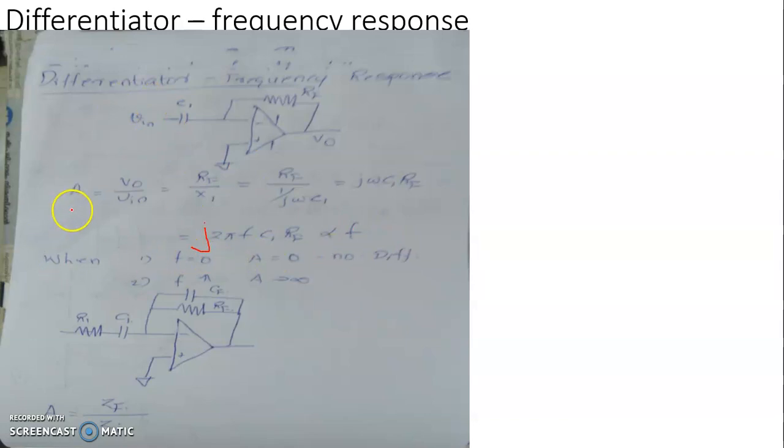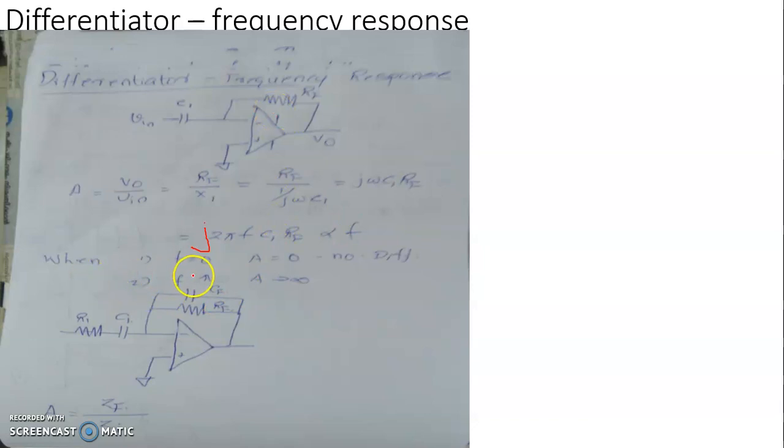We say that the gain of the differentiating amplifier is not a constant as in the case of a basic inverting amplifier or an inverter. Instead, it is directly proportional to the frequency of the input signal. This actually poses two drawbacks associated with a basic differentiating amplifier.